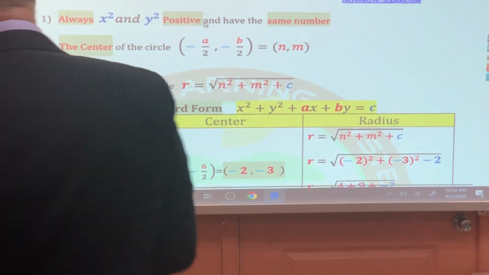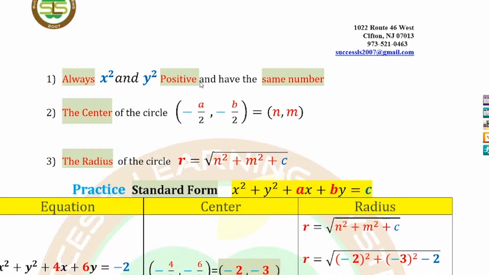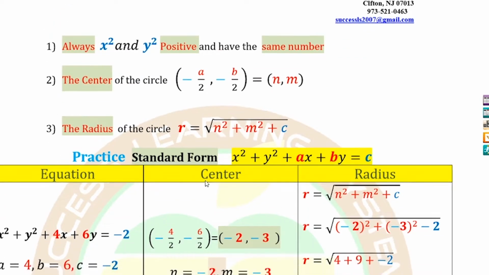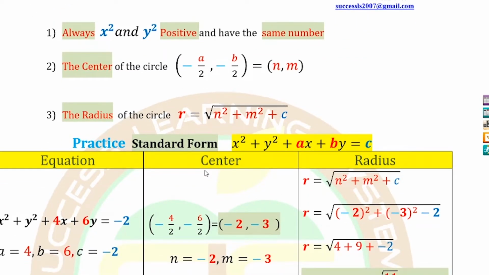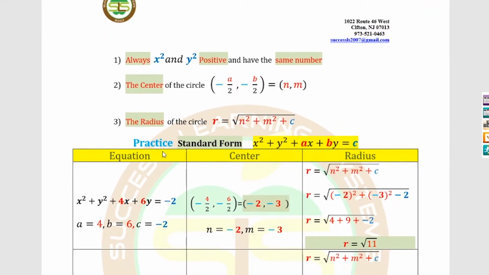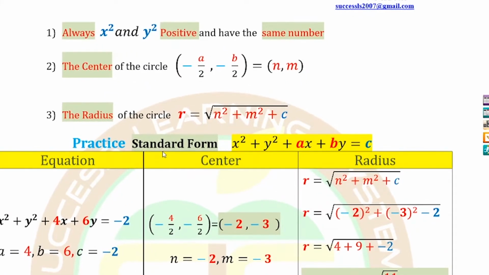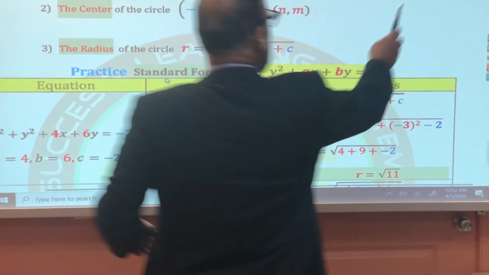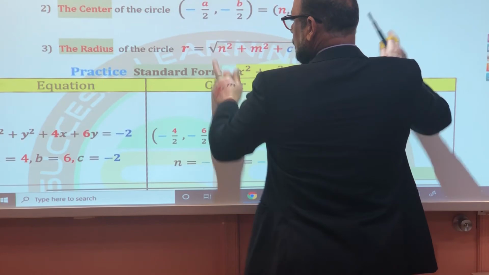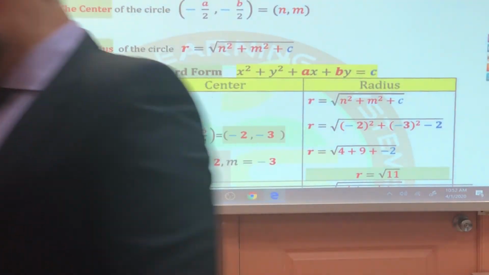Let us take some examples and see how we can apply this. After you find the center, which is negative a over 2 and negative b over 2, call them n and m, then you can find the radius, which is r equals the square root of n squared plus m squared minus c. Okay, let us see. Here, let me just minimize it.